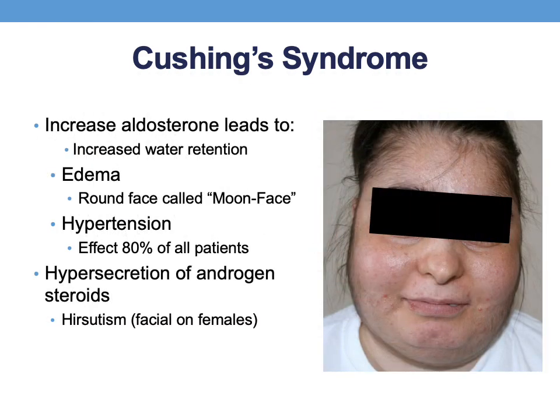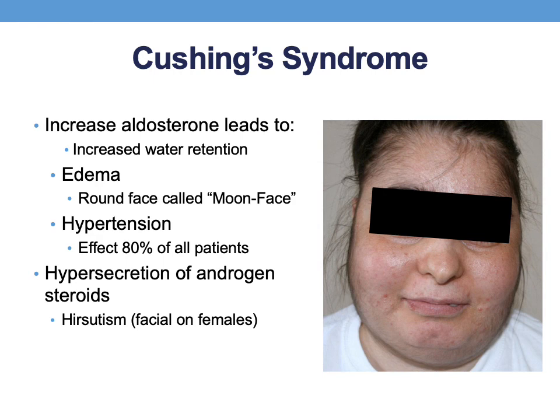All right, Cushing's syndrome is going to increase aldosterone, which is going to increase water retention because aldosterone causes the kidneys to reabsorb sodium. Water follows salt, so it also causes it to reabsorb water. This will lead to edema, and they'll have a classic moon face. You see that in this individual here. They have a classic moon face, and it can cause hypertension. About 80% of all patients with Cushing's syndrome are going to have some form of hypertension, high blood pressure.